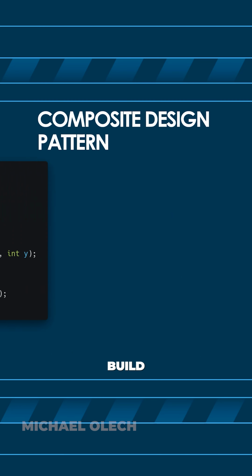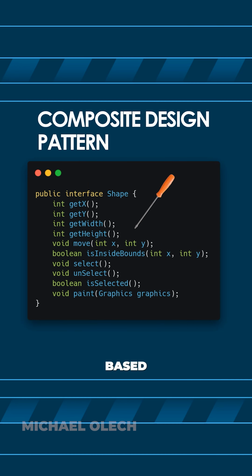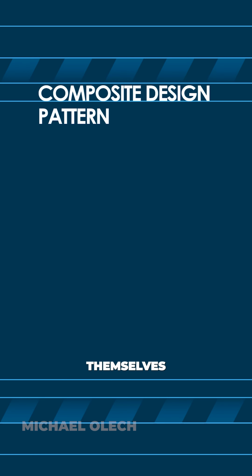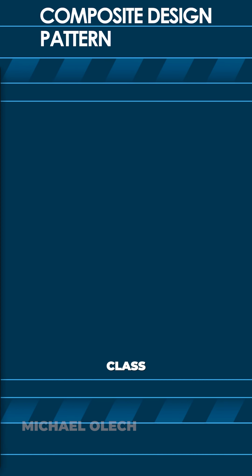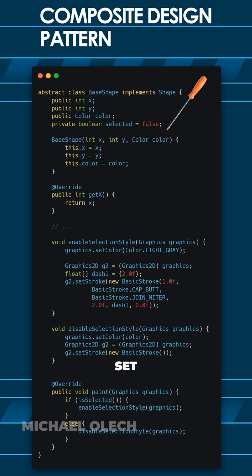In the Java example, we will build a graphical interface shapes editor based on the Swing library. First, we have to define our common interface shape for nodes, containers, and leaves, the objects themselves. Second, we implement an abstract class based on this interface with a standard set of fields like location, x, y, color, selected, etc. with getters and setters.